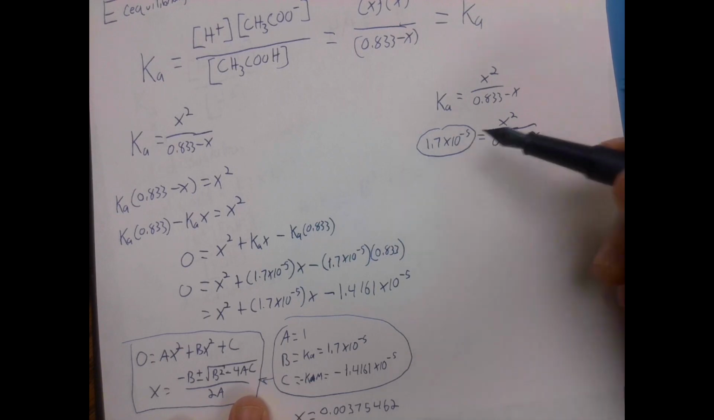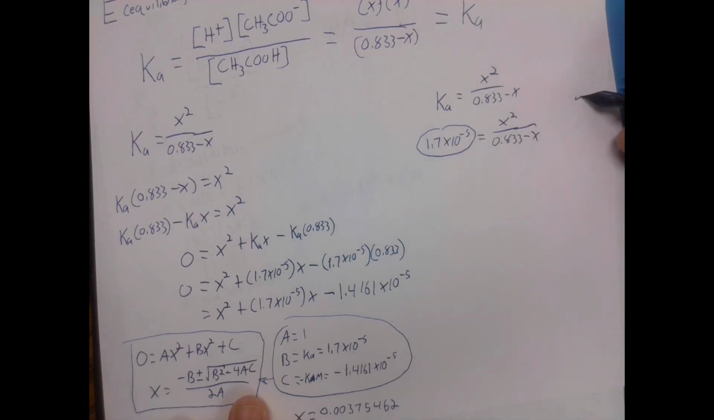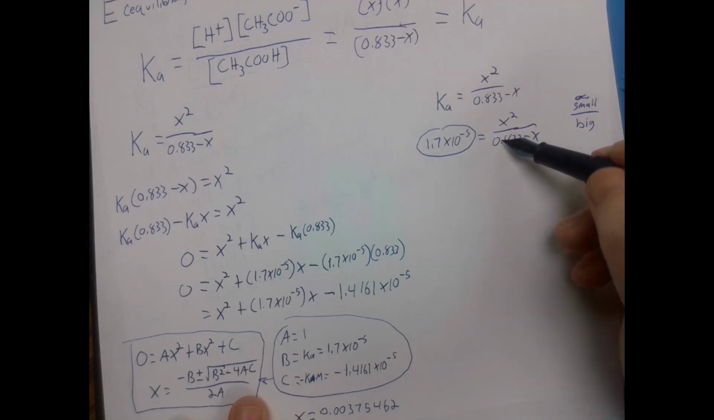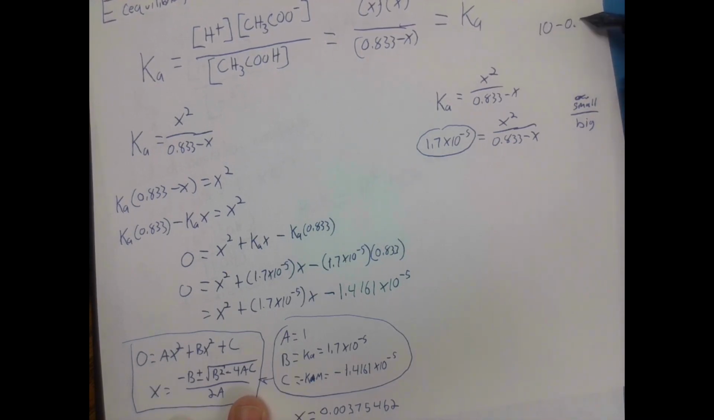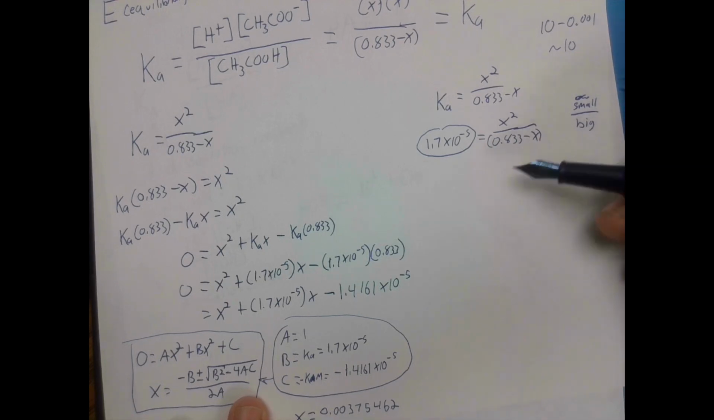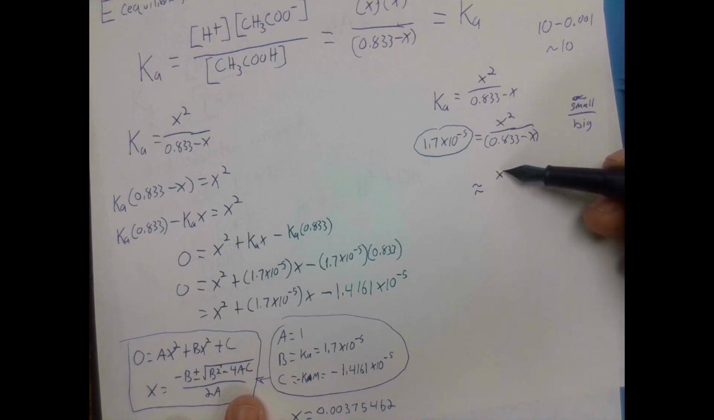How do you get a very small number? You must have a very small top, or numerator, divided by a very big denominator. That means x squared, or x, has to be super tiny. Now what happens if you take a big number and subtract a very, very tiny number from it? So 10 minus 0.001, that's approximately 10, right? So what is this bottom number going to be equal to? It's approximately going to be equal to 0.833.